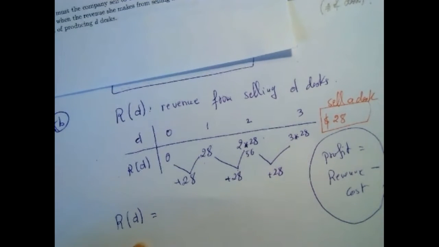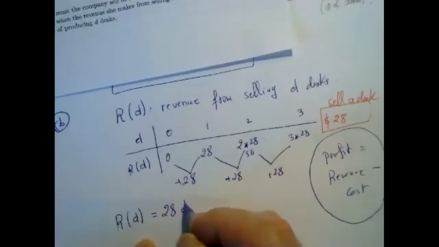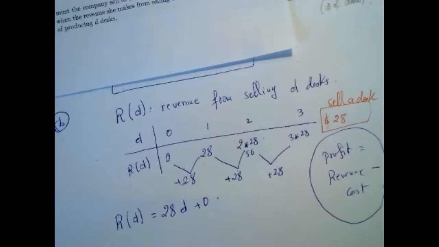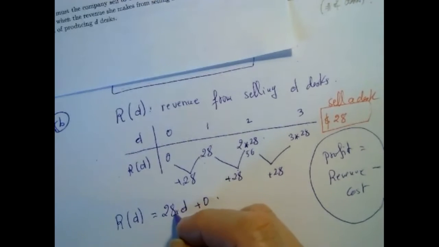Who can give me the formula? Is it 28D plus 0? Exactly. It's 28D plus 0. Logically, 1 desk, 28. 2 desks, 28 times 2. 15 desks, 28 times 15. It makes sense. A million desks, 28 times a million. That's really what it is. So here we're multiplying by the number of desks produced.